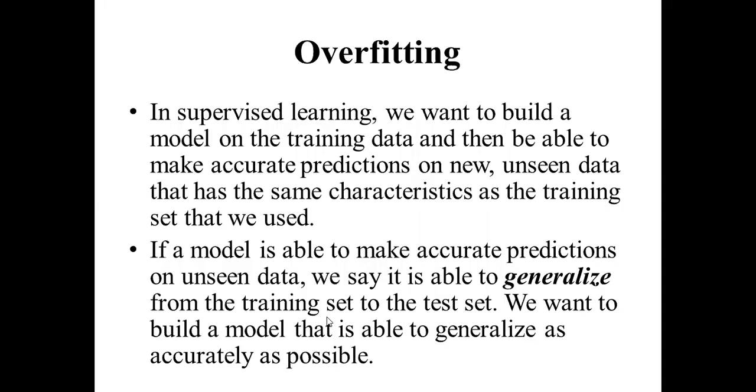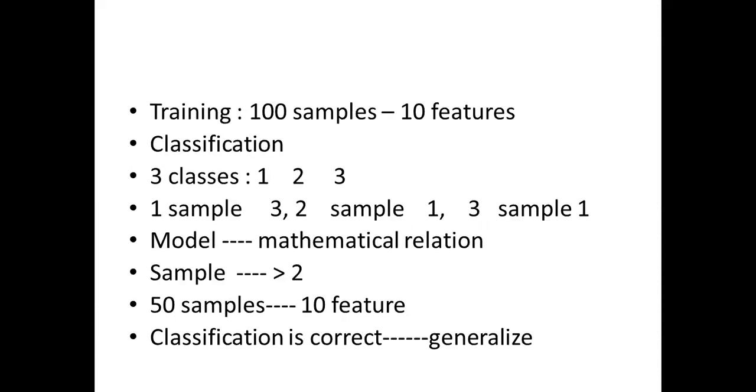Then we want to build a model that is able to generalize as accurately as possible. Whatever model we want to build, this mathematical relation should be correct or accurate. Accurate in the sense that for 100 samples it should give me the correct answer, and for 50 samples also it should give me the correct answer. Since a human is building the code or providing the features, we cannot guarantee 100% accuracy, but we expect 99% accuracy.